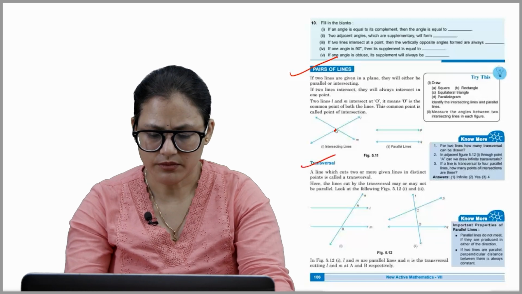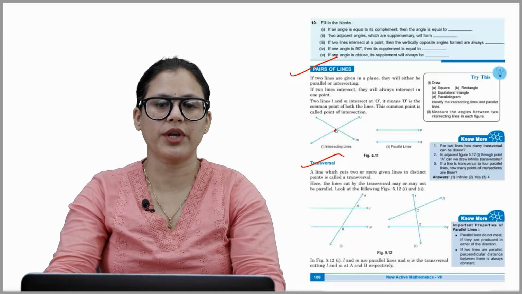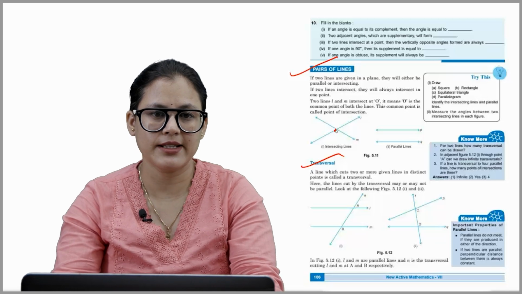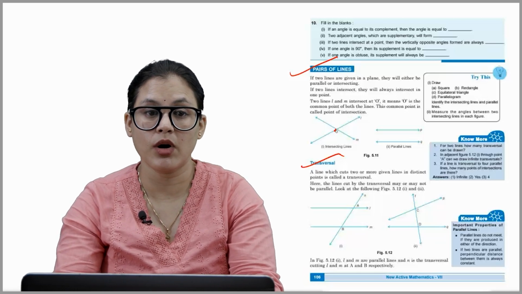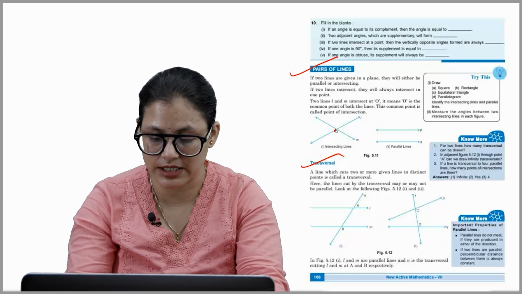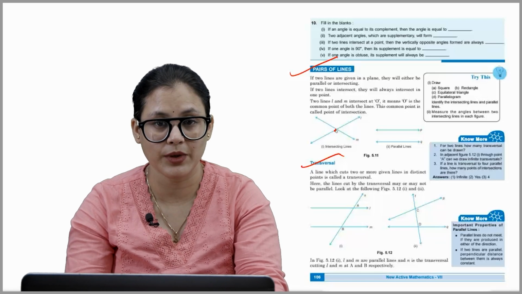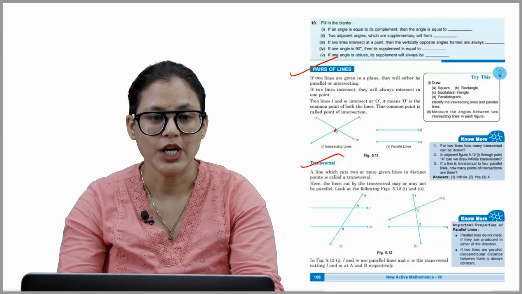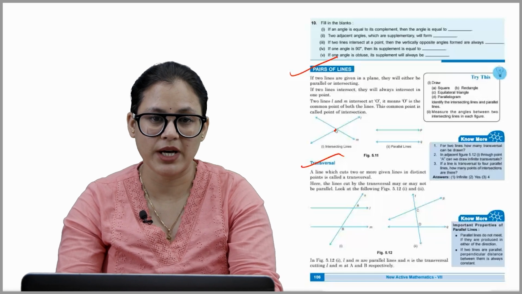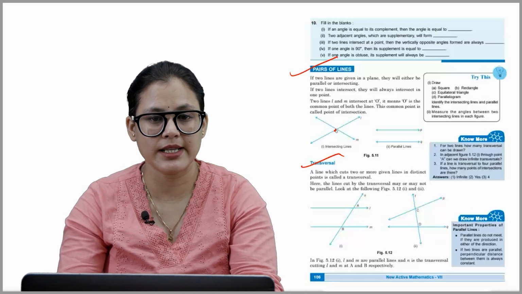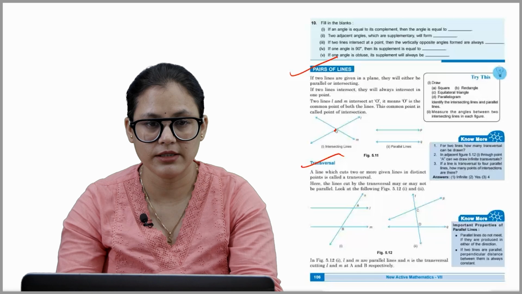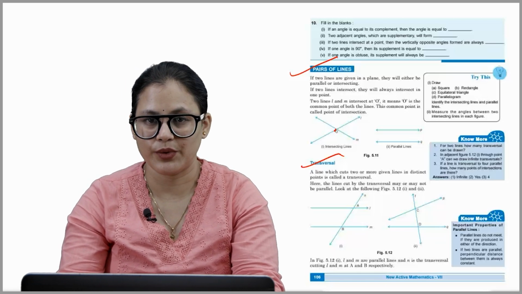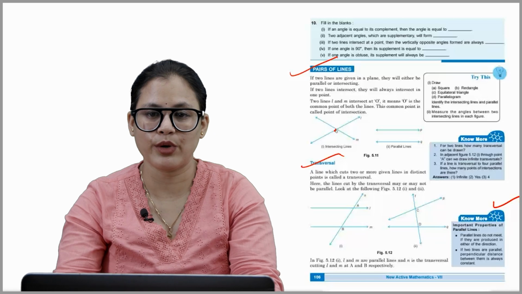Transversal. A line which cuts two or more given lines in distinct points is called a transversal. Here the lines cut by the transversal may or may not be parallel. For example, this is the transversal line. In this case, this is also a transversal line. So in figure 5.12, first part, L and M are parallel lines and N is the transversal cutting L and M at A and B respectively.